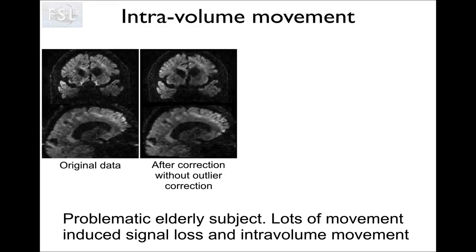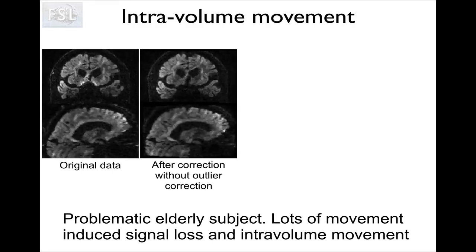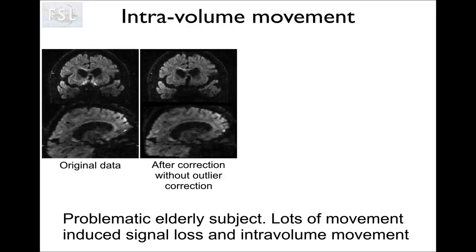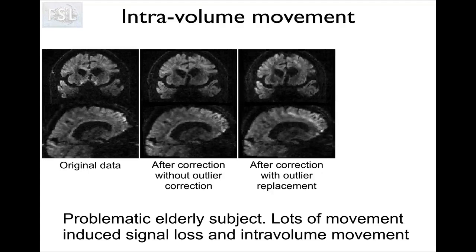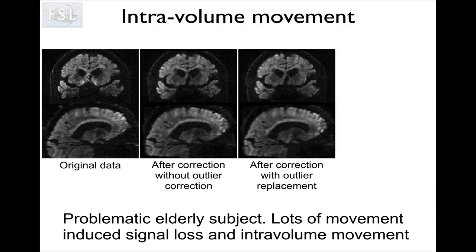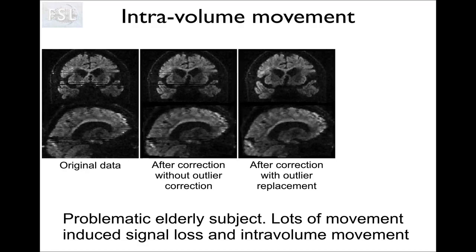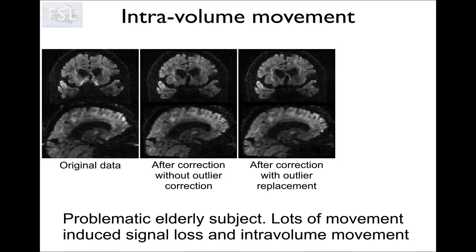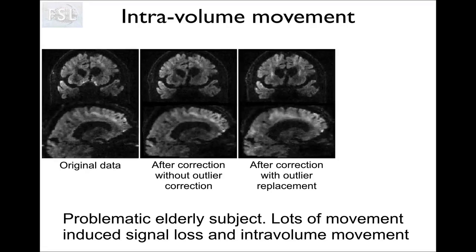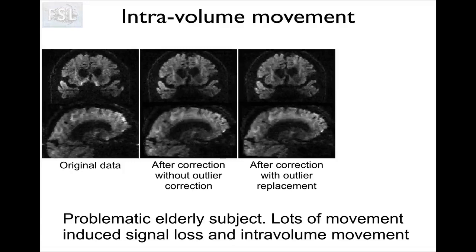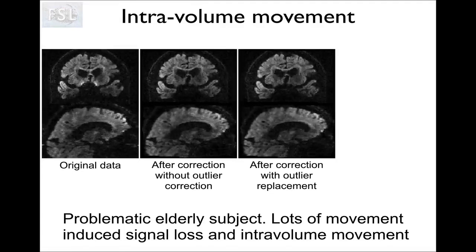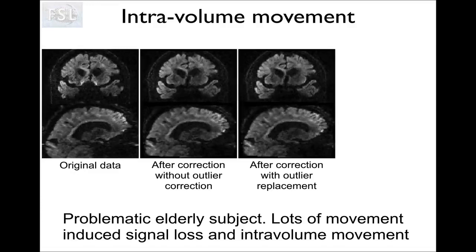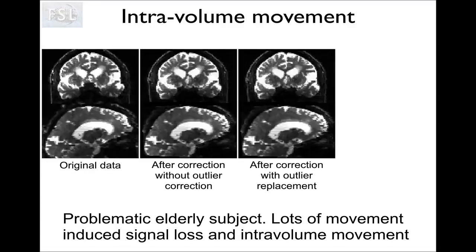We see the gross movement has been corrected, but you can still see all of these. There they come. Lots of outliers. Then what we do is we do the same correction, gross movement, eddy currents, but we now do outlier replacement as well. And you can see, okay, it's already looking better, but there's still the odd volume here where you can see sort of a zigzag pattern. There, yeah, there's the odd volume. And this zigzag pattern there, that is where we have movement within the volume.